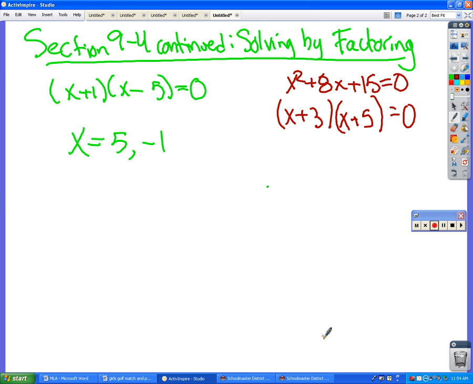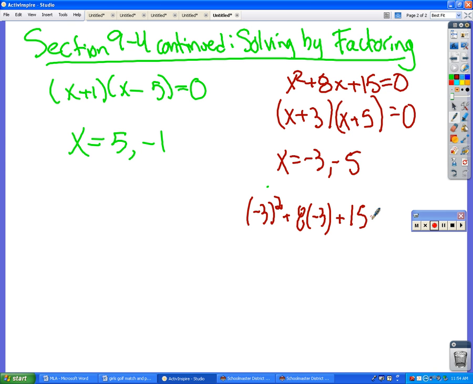Because now what we figured out is for x squared plus 8x plus 15 to equal 0, x plus 3 times x plus 5 has to equal 0. And for that to equal 0, either this has to be 0 or that has to be 0. So what does x have to equal to make this equal to 0? Negative 3. And what does x have to equal to make this equal to 0? Negative 5. And so those are our two answers, which means if I took negative 3 and I squared it, and then I took negative 3 and I multiplied it by 8, and then I added 15, what would I get as my answer?